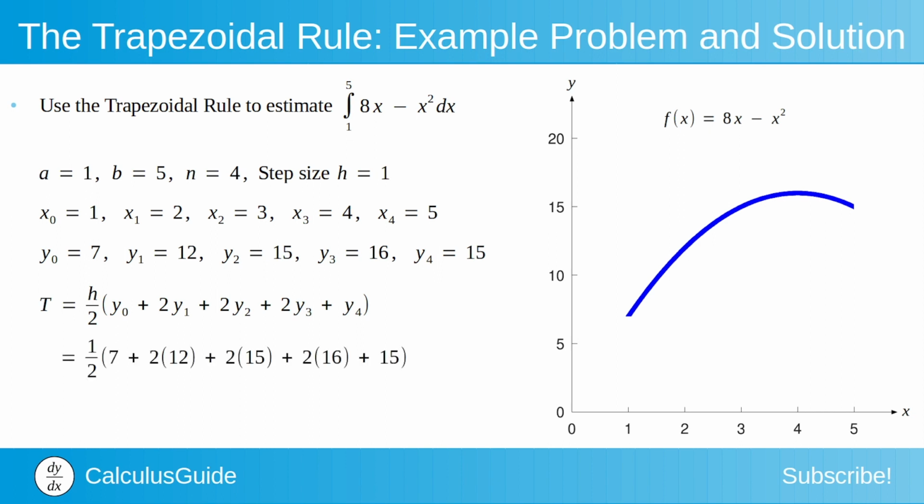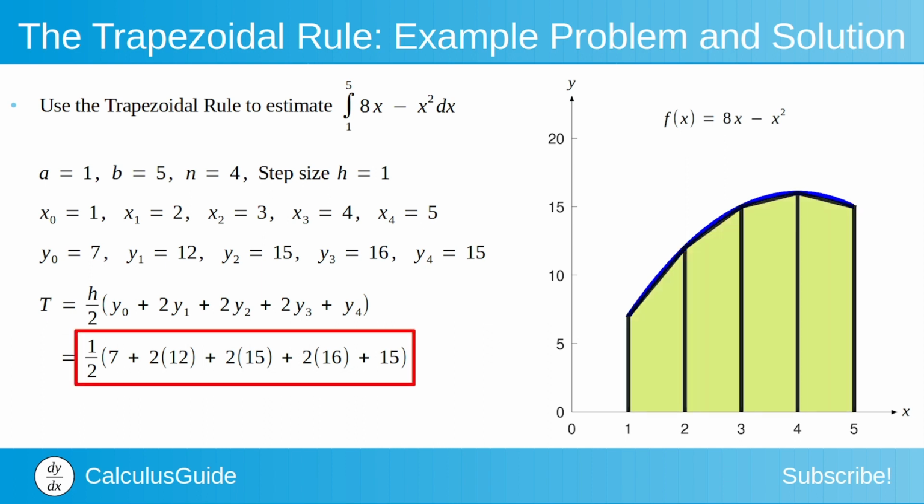This is equal to a half multiplied by left bracket 7 plus 2 multiplied by 12 plus 2 multiplied by 15 plus 2 multiplied by 16 plus 15 right bracket. This expression, now highlighted, is equal to the sum of the net areas of the trapezoids, now highlighted on the graph.